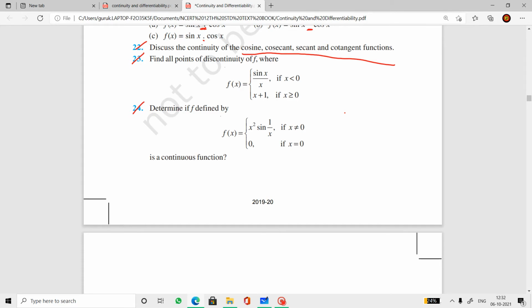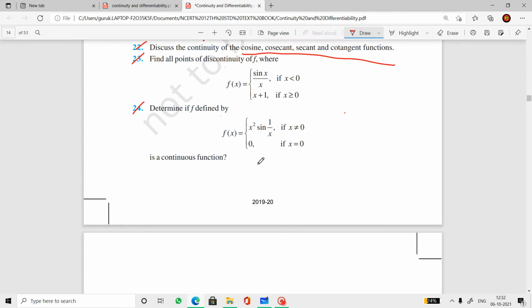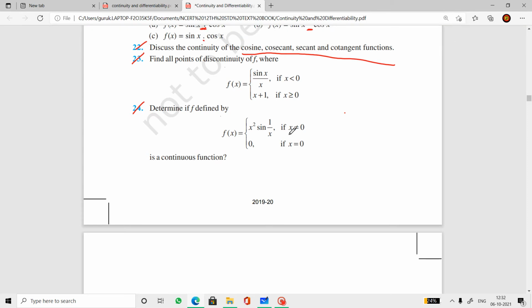24. Here, for x not equal to 0, f of x is x square into sine 1 by x, and 0 when x equals 0. Now here, should we do method 1 or method 2? Method 1, where there is only one function below 0 and above 0 also. Since it's not a mod function, there is no need to split. So we're going to do only method 1 here.